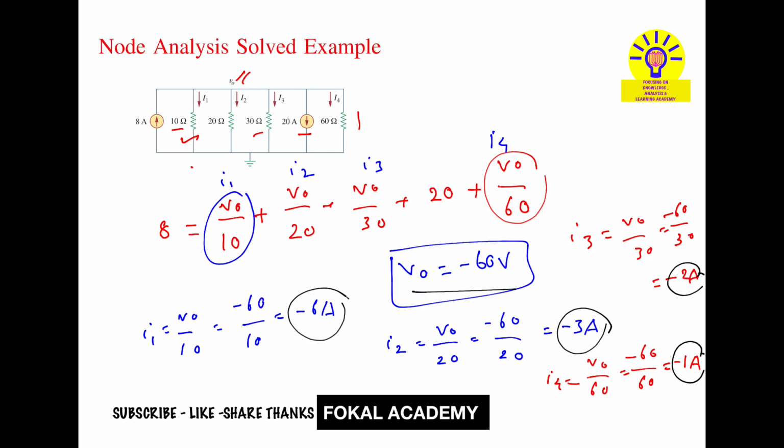Now this is the V0 value, that is minus 60 volts. So this is the voltage that exists at each branch, since they are in parallel. And this is the process of simplification.